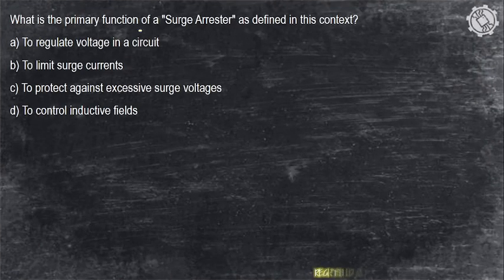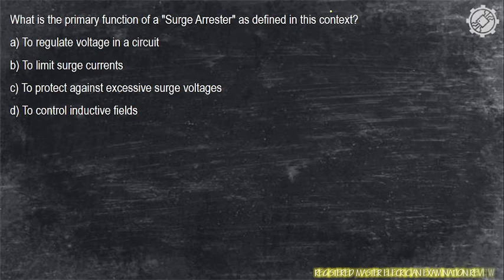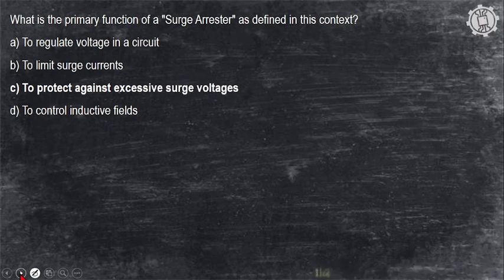What is the primary function of a surge arrestor as defined in the code? So, parang malapit-lapit yung mga answers dito. Okay, so the correct answer is letter C, no, to protect against excessive surge voltages. Yeah.